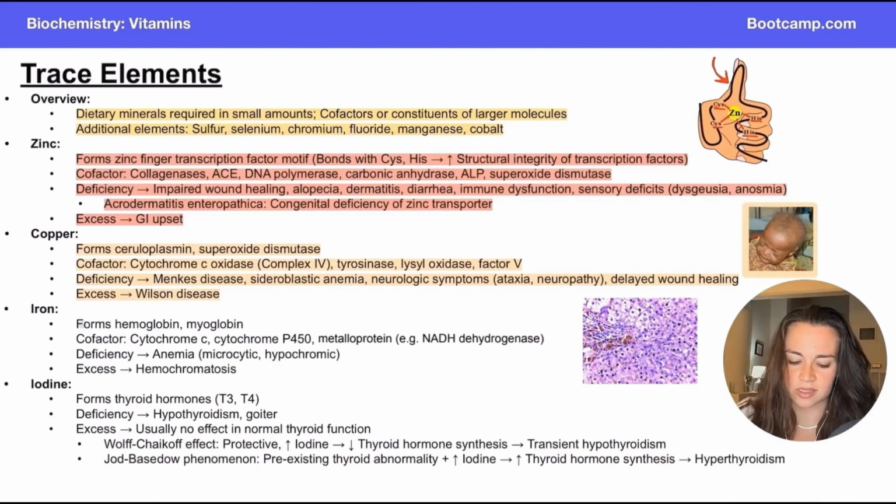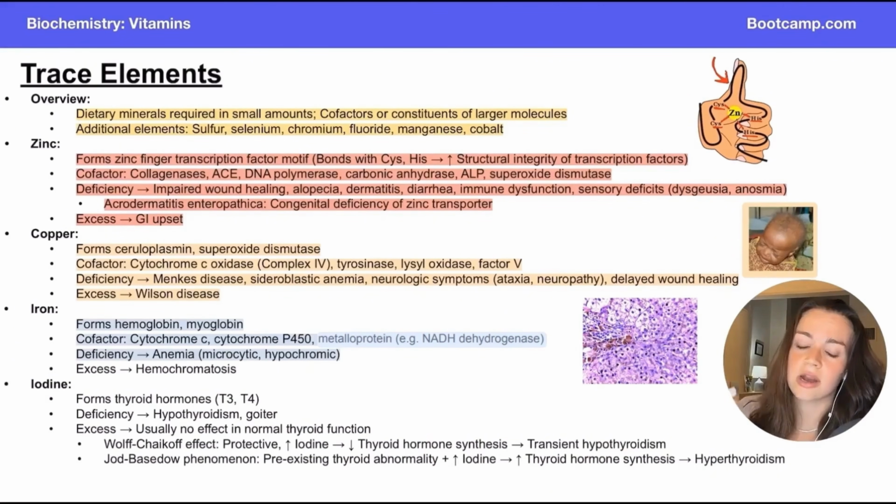It forms hemoglobin as well as myoglobin. It is a cofactor for important things like cytochrome C in the electron transport chain, involved in a ton of different drug metabolism, and metalloproteins like NADH dehydrogenase. And iron deficiency leads to the classic iron deficiency anemia, generally microcytic and hypochromic. Again, we have whole videos on iron deficiency anemia.